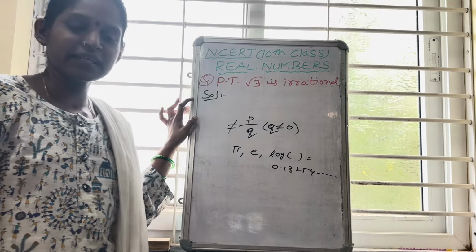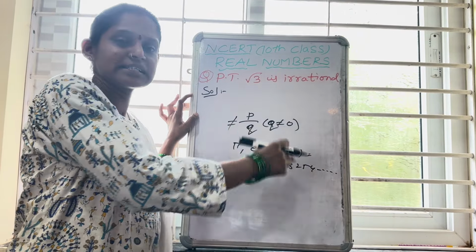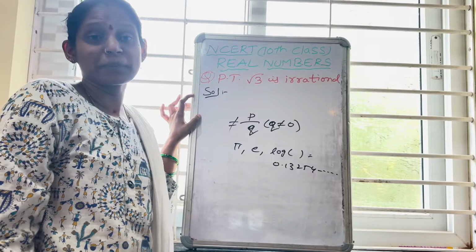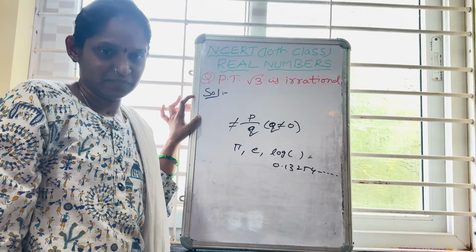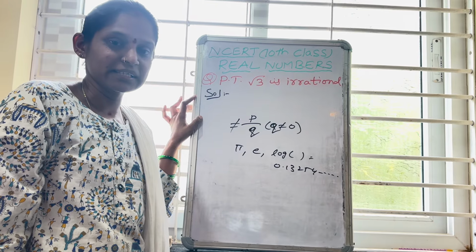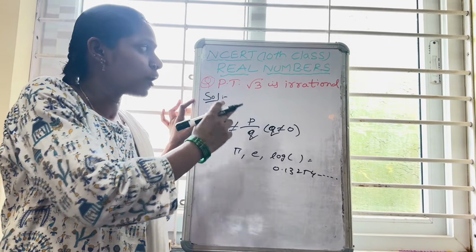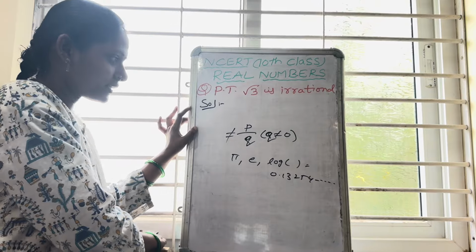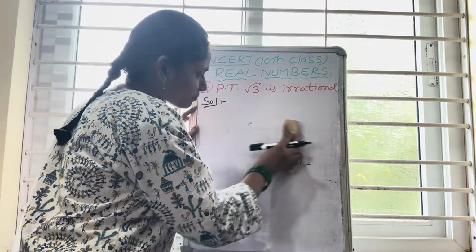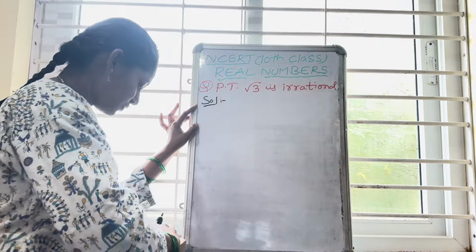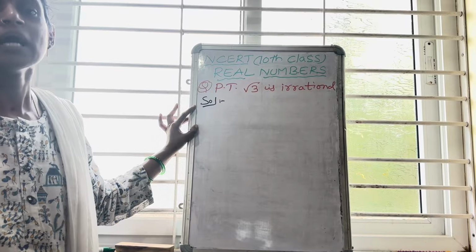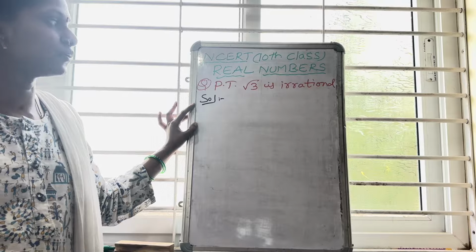Now in 9th class, you studied that root 3 is an irrational number, and how to represent root 3 on the number line. But in 10th class, what you are learning is how to prove root 3 is an irrational number. Did you understand? So root 3 is an irrational number, which means we cannot write this root 3 in p by q form.